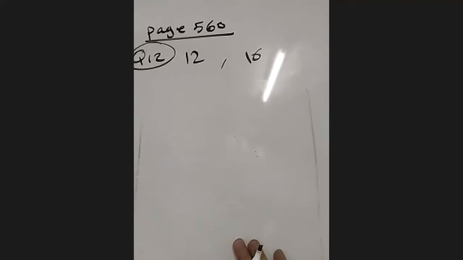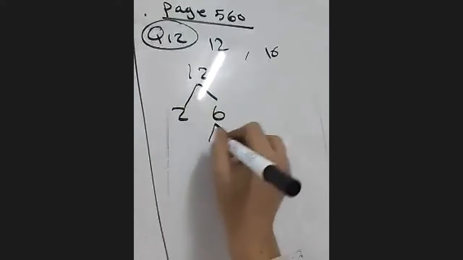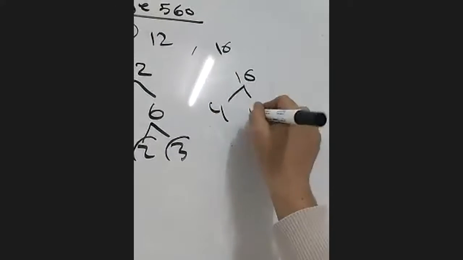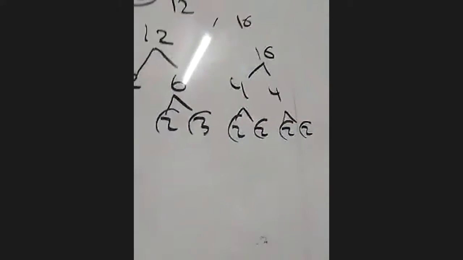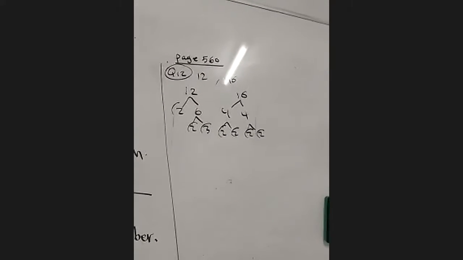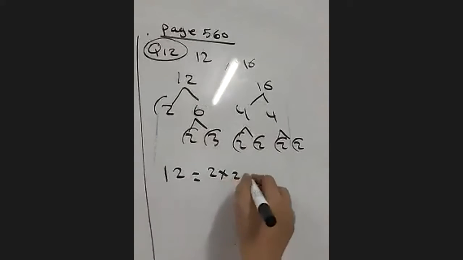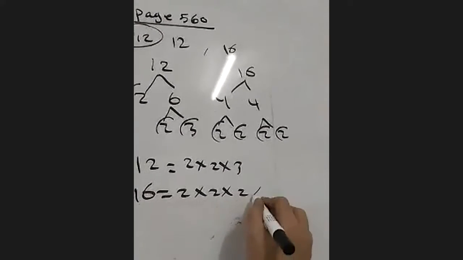We will make the three-way. Yeah, three-way, excellent. So we have 2 by 6, 2 by 3, and circle, and the 16, 4 by 4, 2 by 2, 2 by 2. Do you understand, Omar? Yes. Are you sure? Yes, I'm sure. So the 12 equals 2 times 2 times 3. The 16 equals 2 times 2 times 2 times 2.